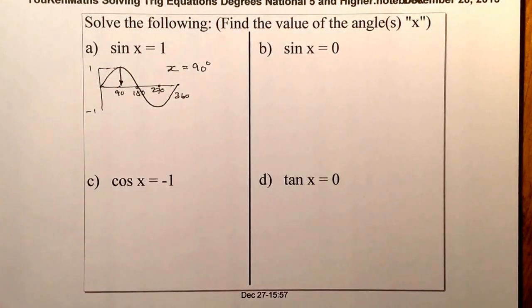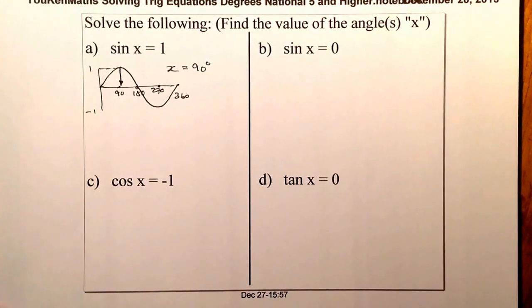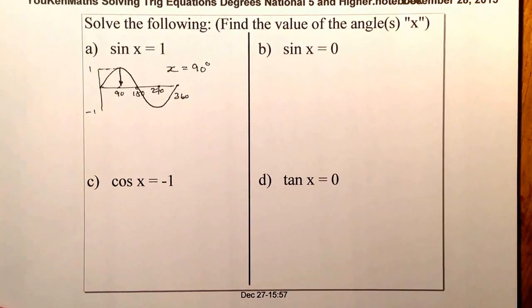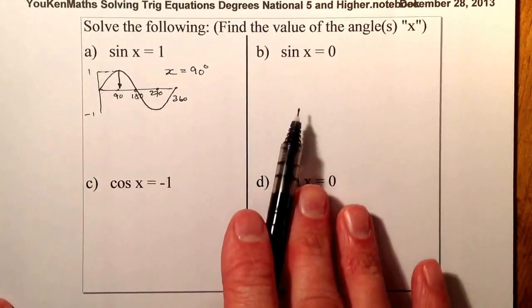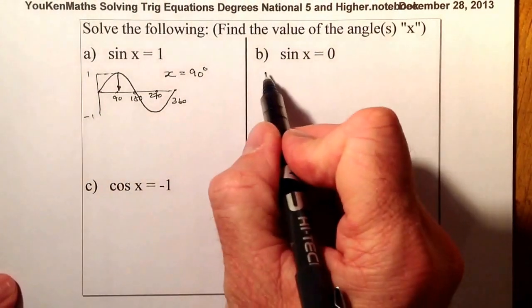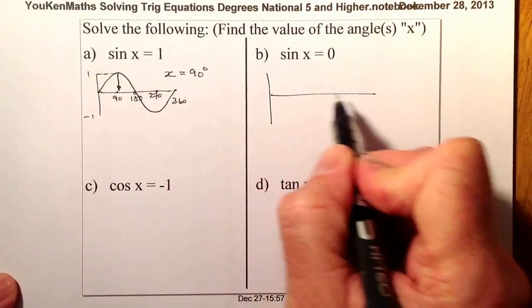And nothing more than that. I wouldn't use my calculator for this type of work, and I wouldn't use the table of exact values either. I would be looking at using the graphs. Okay, let's look at B, sin x equals 0. So again, just think about the sine graph.